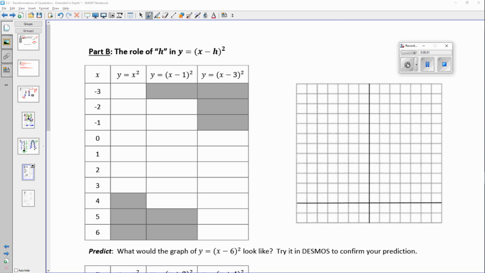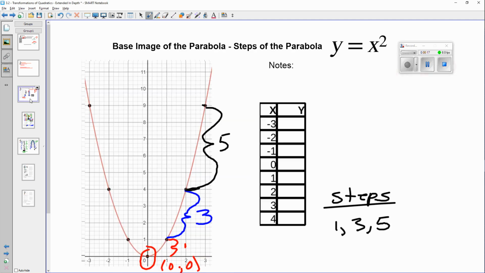What we're going to do is take a look at the role of h in y equals (x minus h) squared. So here's what we're going to do. We're going to recall something that we studied just before. Remember, when we first started our lesson today, we actually took a look at this thing here.